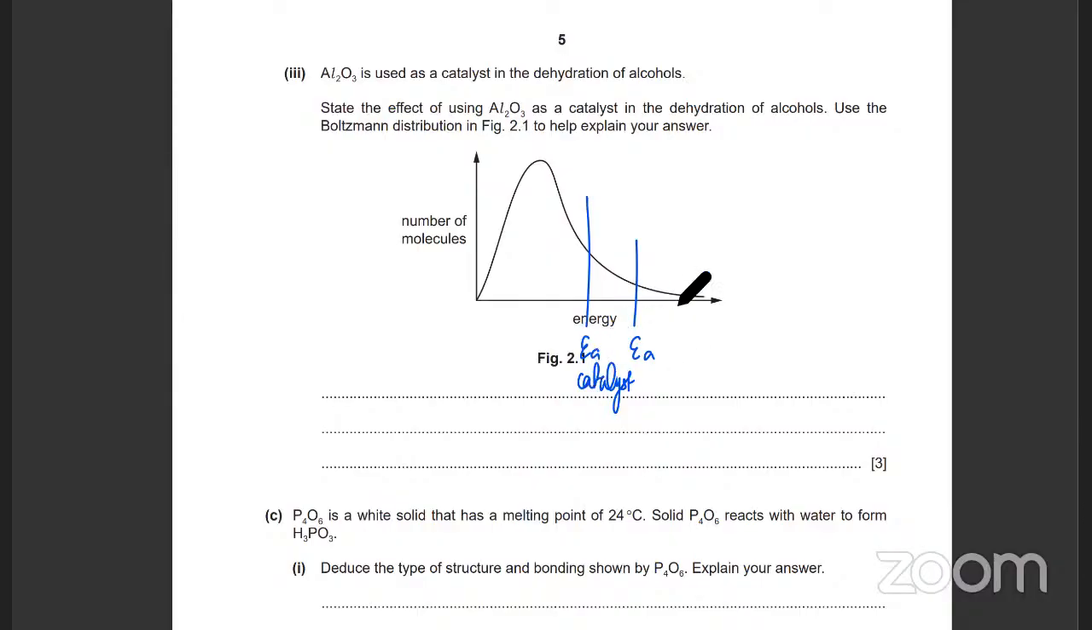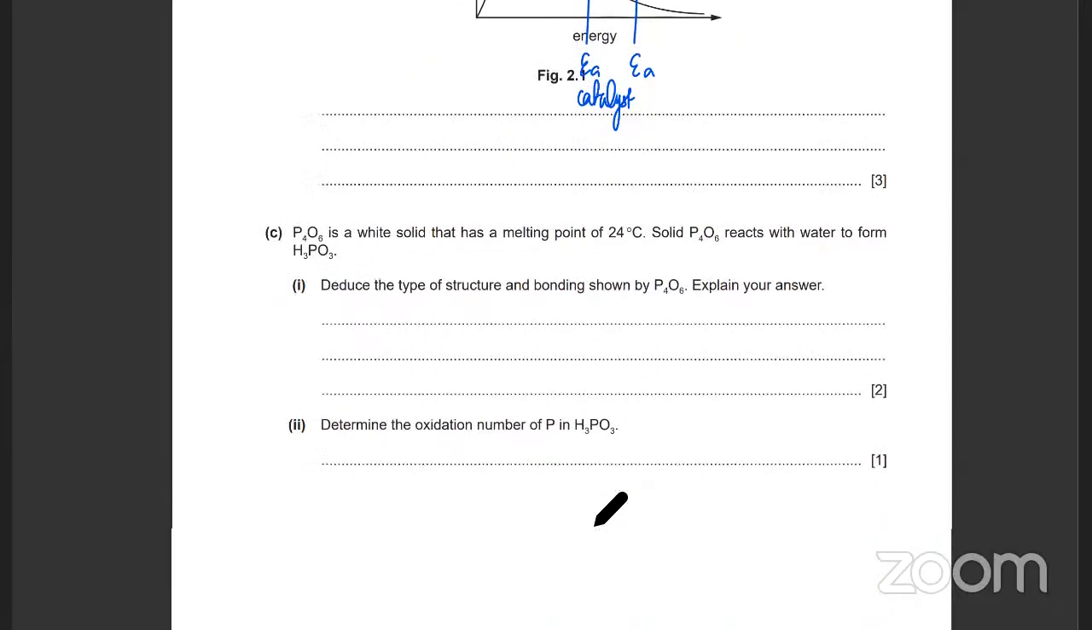So all you have to do is explain to them that catalyst reduces activation energy. So the proportion of effective collisions, or the frequency of effective collisions, increases because now you have more particles having energy greater than activation energy. What's the structure of P4O6? It's a solid with a melting point of 24. EA with catalyst is lesser than normal.